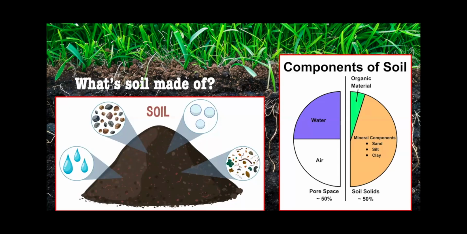The rest of it, those spaces between all the particles, can be either filled with water or air. This diagram here is like half and half, but what do you think is going to happen in a drought? The water goes down and the air goes up. What's going to happen after a heavy rain? Yeah, the water will go up and the air will go down. So this part, the water and air, can vary.